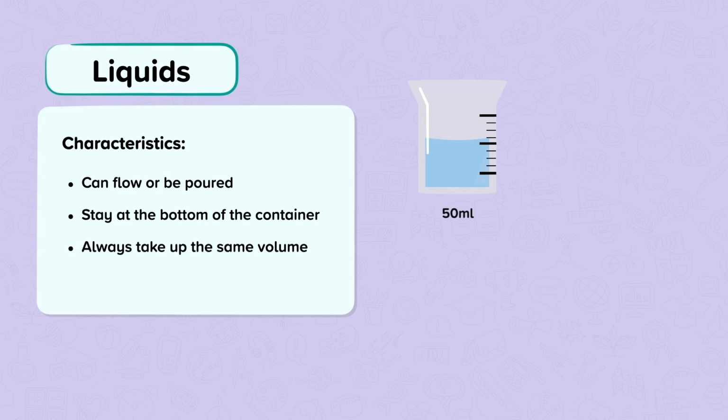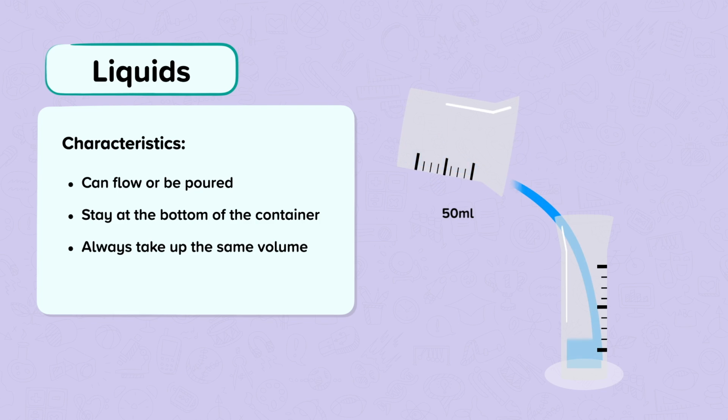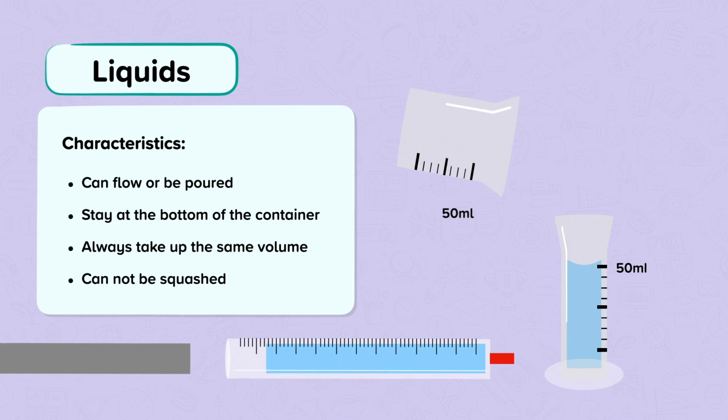So if you pour 50 milliliters of water from one container to another, there will still be 50 milliliters of water. Liquids cannot be squashed. If we push down on a liquid in a tight space, like a syringe, we cannot make it smaller.